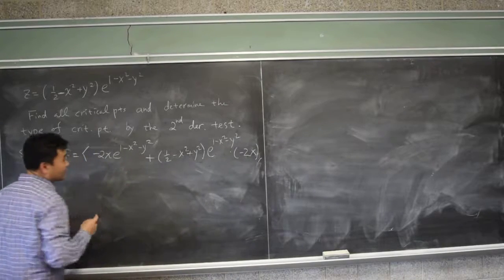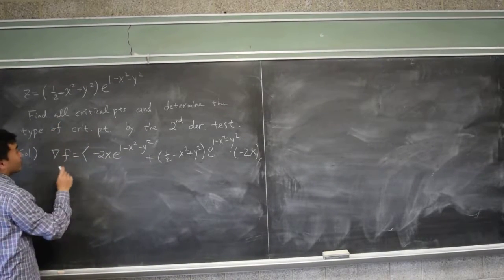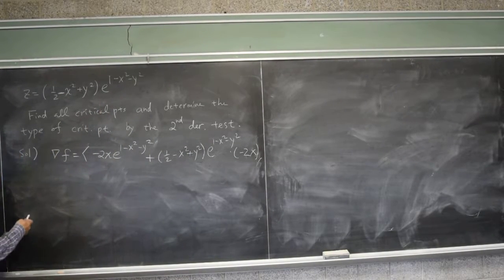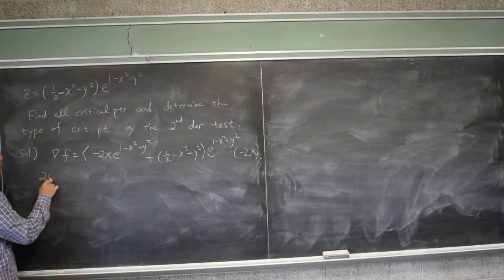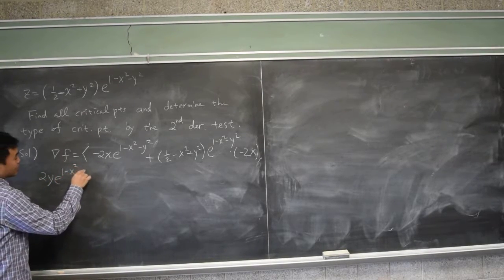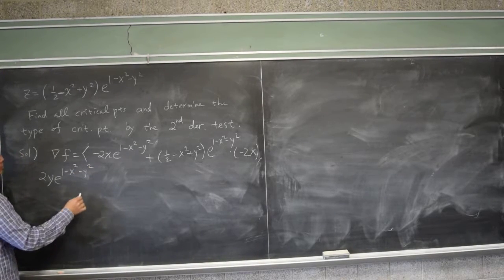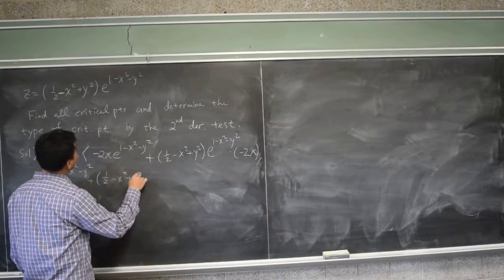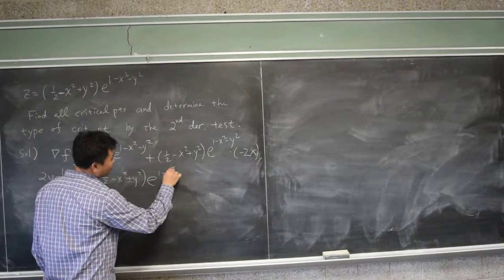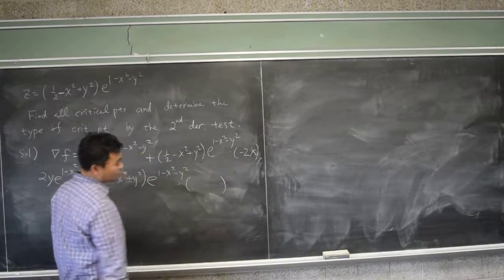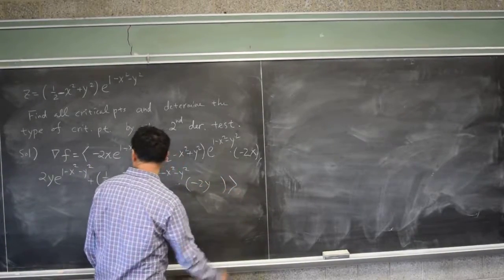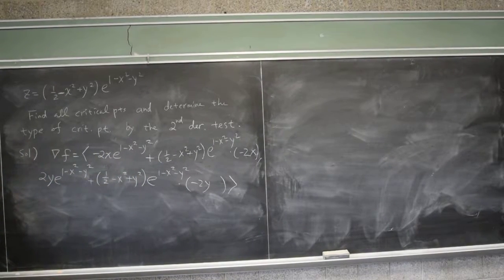Okay. Now I have to differentiate by y. Again, this is a function of y, and that's also a function of y. That means you have to use the product rule first, which gives you 2y e to the 1 minus x squared minus y squared, and then plus 1/2 negative x squared plus y squared e to the 1 minus x squared minus y squared times, this time what do you put in? Negative 2y. Okay. That's the gradient, and I need to set this equal to 0, meaning that each component has to be 0.